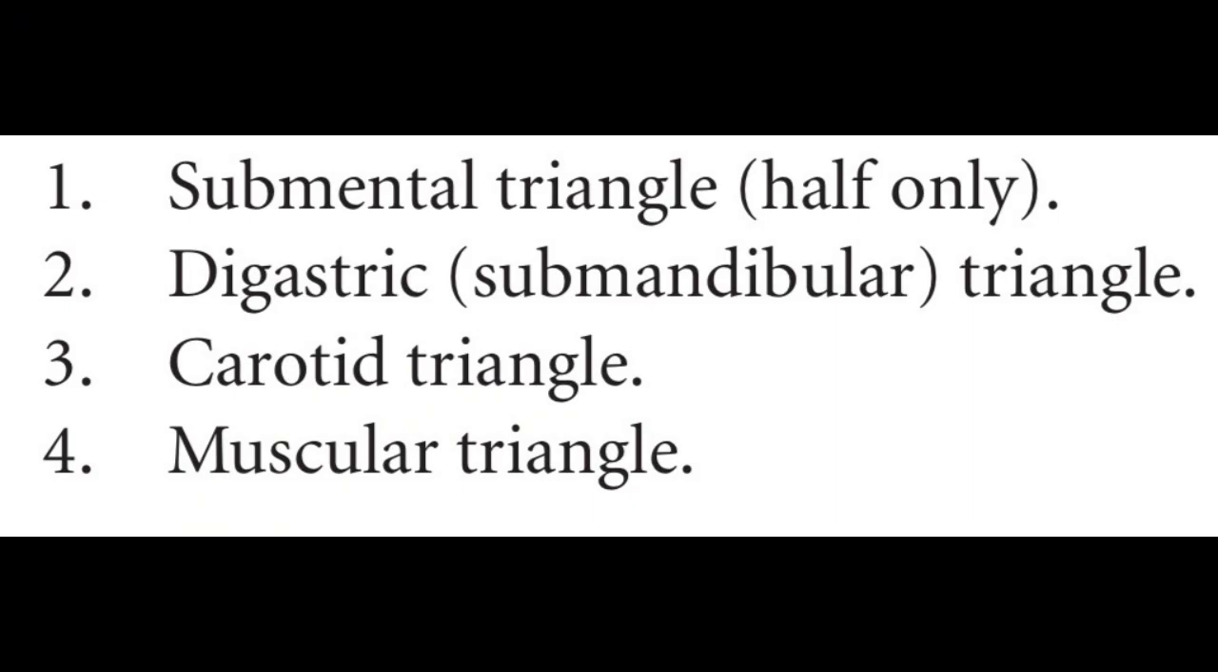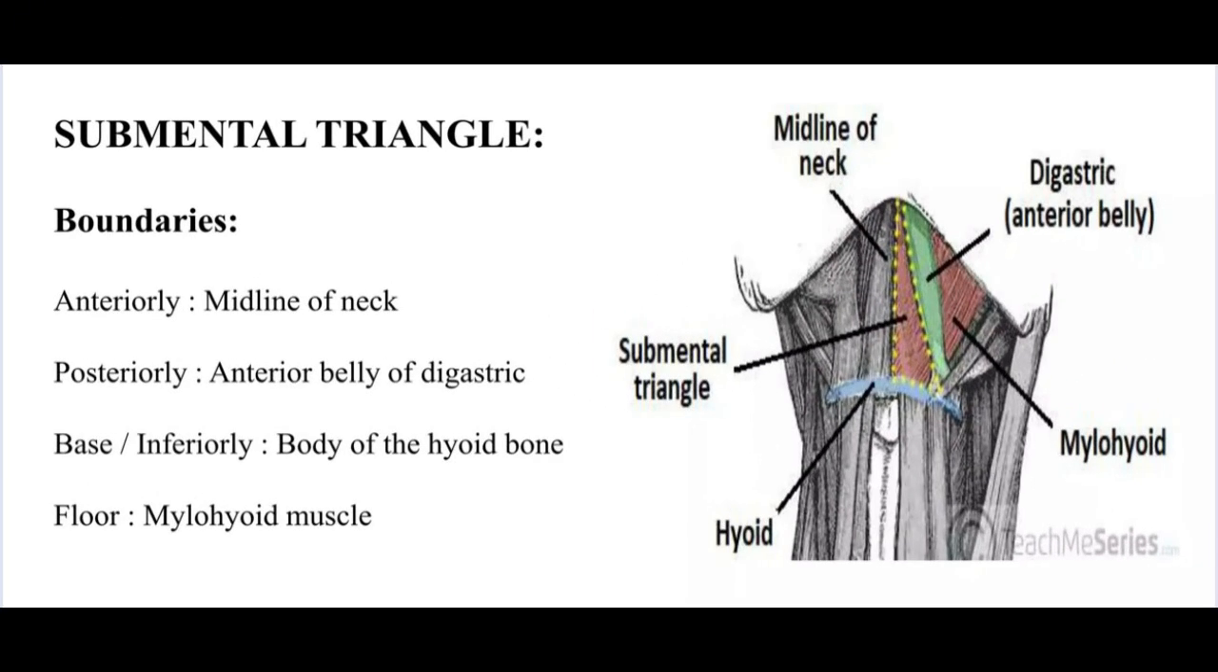The first one we're talking about, which is the smallest one, is the submental triangle. Look at the diagram of the submental triangle. When you take that midline I told you, on each side of the submental triangle you can see what we call the anterior belly of the digastric. The anterior belly of the digastric is by the side. Now what is the base?